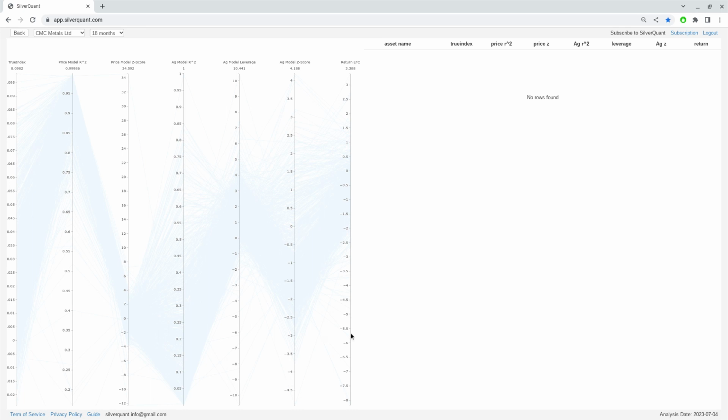And finally, we have the returns. So this is, has the stock gone up or down over the selected time range? The currently selected time range is, as usual, up here. We're showing 18 months right now. Now, this has a different kind of unit that you might not be used to seeing. It's called log fold change.